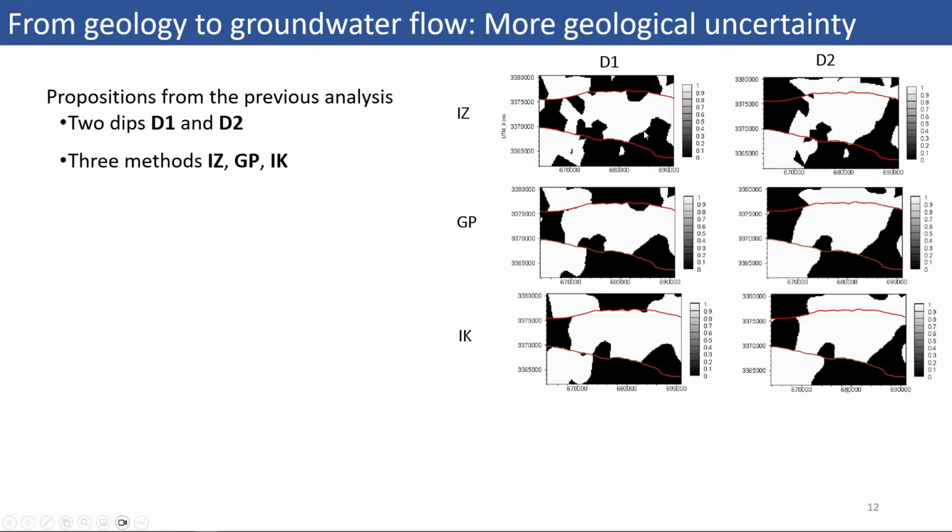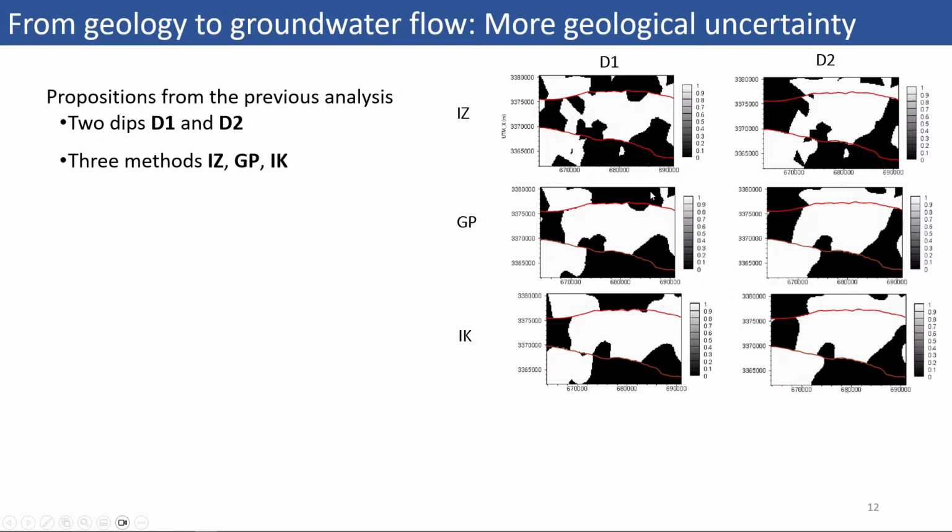So here, we are not only uncertain about the dipping angle, but we are uncertain about the geostatistical methods, the methods that we use to characterize the subsurface. Here we tried three of them: indicator zonation, generalized parameterization, and indicator kriging. And you see the subsurface, I'm just showing one layer.